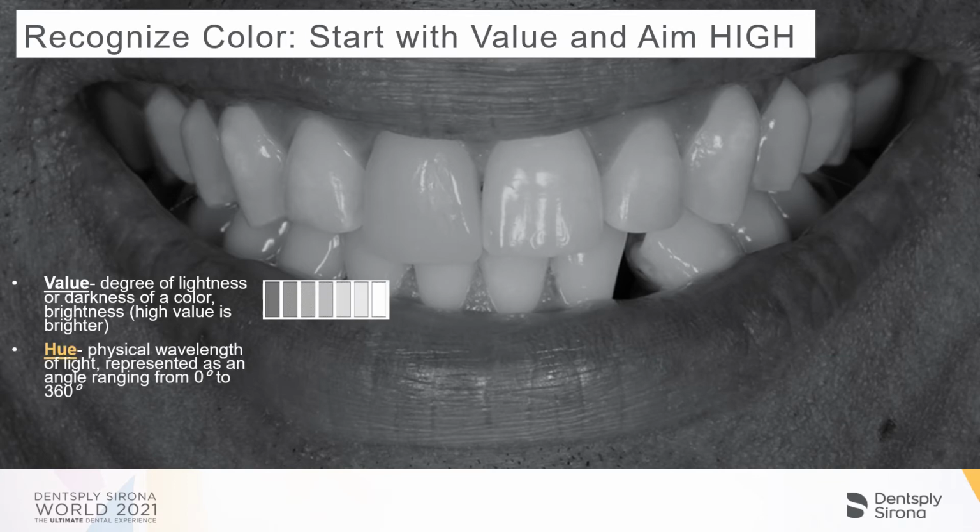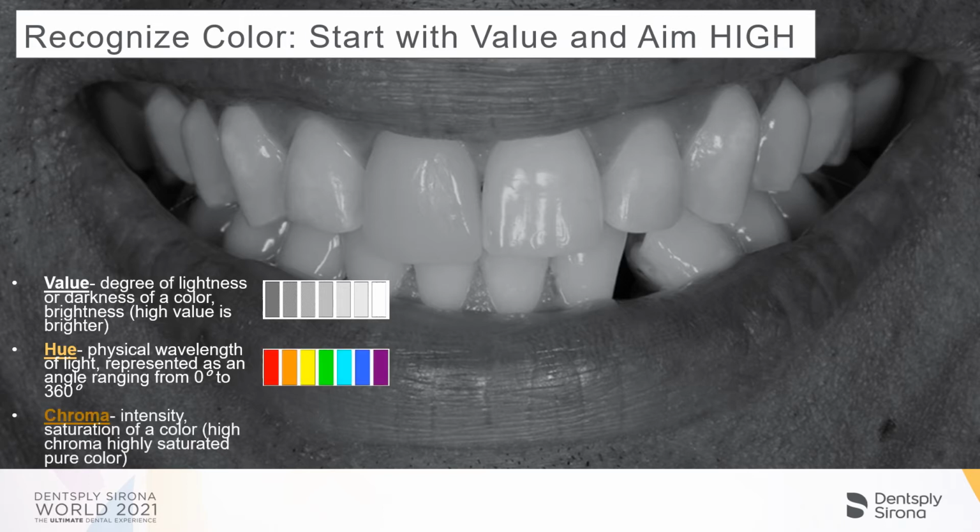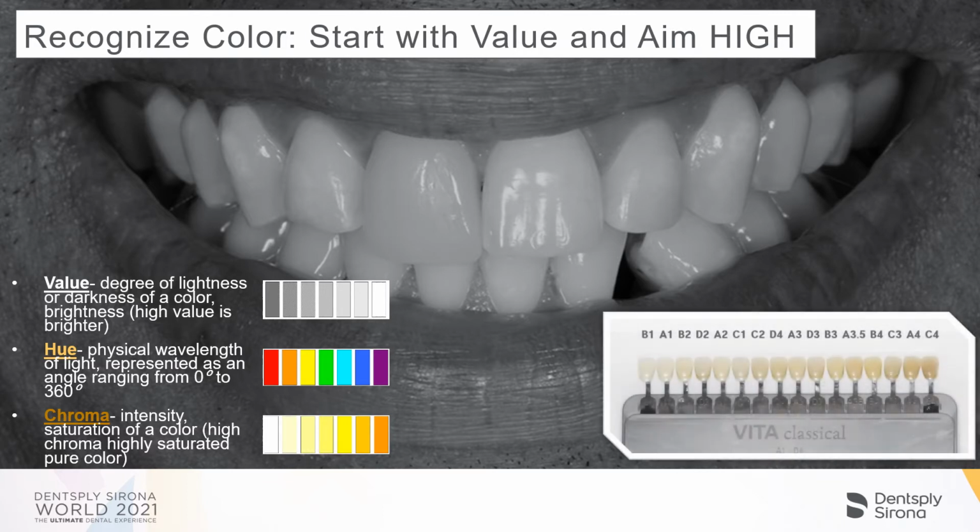Hue represents the physical wavelength of the light. So hue is the actual color. Is the tooth orange? Is the tooth brown? Is the tooth a brownish gray? And then chroma is the intensity of that hue. So how brown is brown? How white is white? Those are the things that we think about when we think of chroma. So it would be a variation of the intensity of the color.